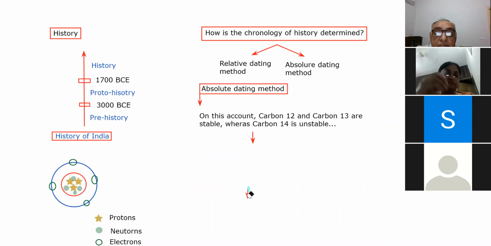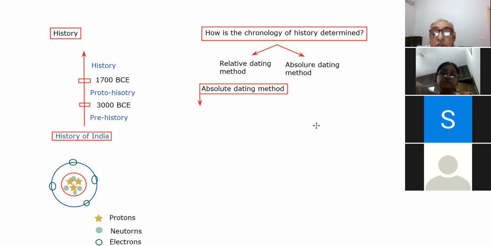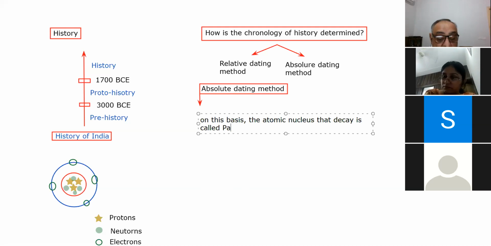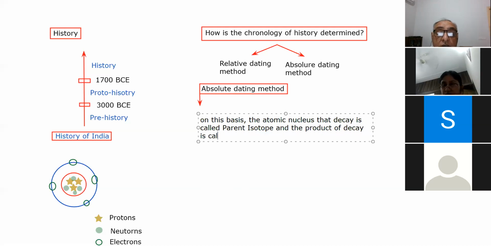So now, if we move ahead, the next point is that on this basis, whatever we have done so far, the atomic nucleus that decays is called the parent isotope, and the product of decay is called the daughter isotope.